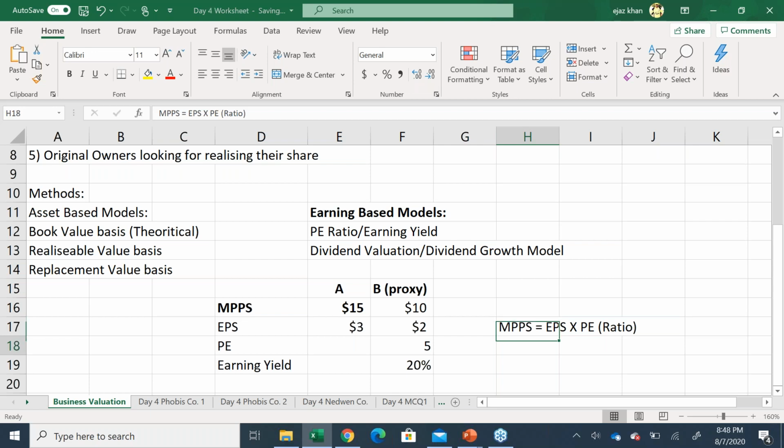PE ratio shows the confidence of the investors. PE ratio shows how many times an investor is ready to pay against a particular earning. So if we have an earning of a company, we can simply multiply with that time to get the value of the company. Since it is generating a higher earning than this company, definitely we expect a higher price.